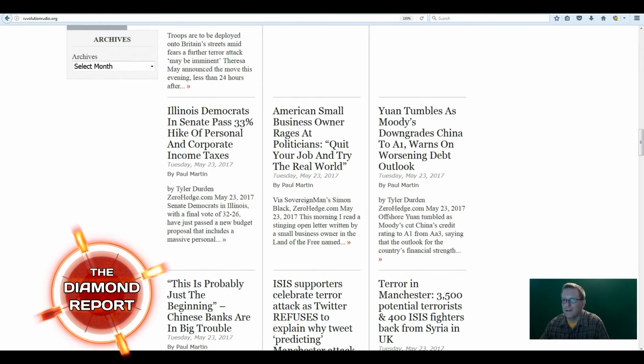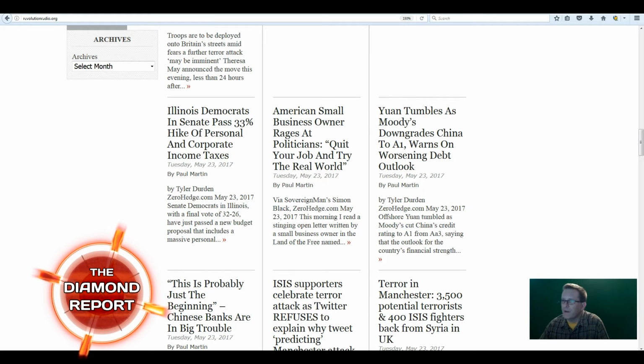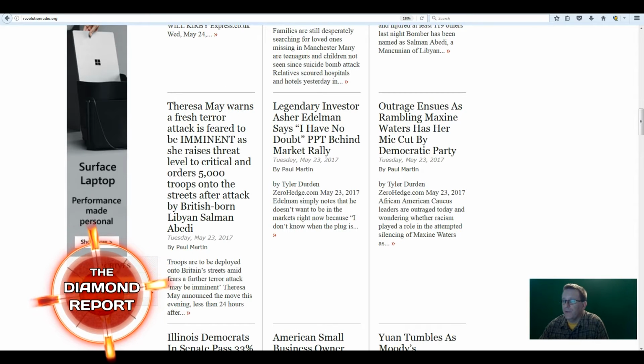Illinois Democrats in Senate passed 33% hike of personal and corporate income taxes. That's on Zero Hedge. American small business owner rages at politicians, quote, quit your job and try the real world. That's on Zero Hedge. I think that goes against everything they know. Once they get to Washington, that becomes the reality, and the actual reality is no more. Outrage ensues as rambling Maxine Waters has her mic cut by the Democratic Party.